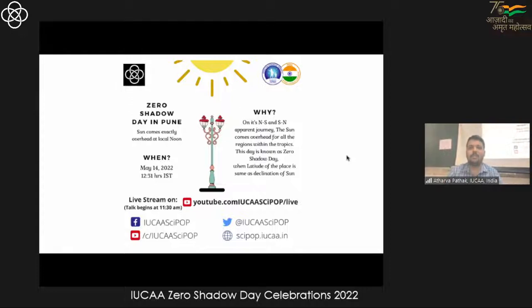During the sun's journey from north to south or south to north, at one point the sun comes exactly overhead at a location between these tropics. If you were to live exactly on the Tropic of Cancer, you would experience Zero Shadow Day maybe only once, because the sun reaches the Tropic of Cancer and then comes back on its southward journey. To help visualize this, we can see this demonstration. Just a moment.